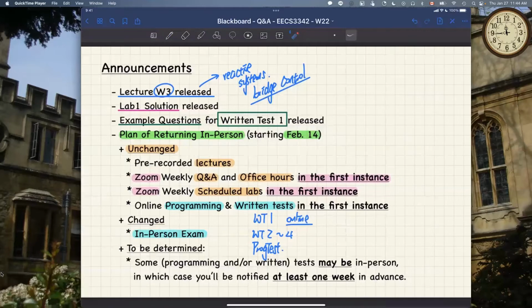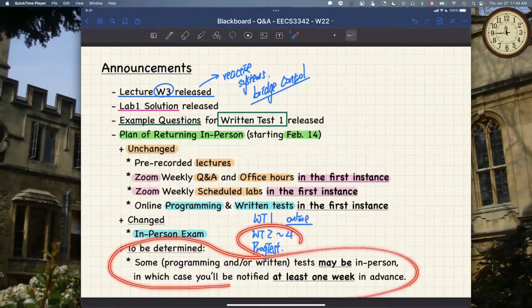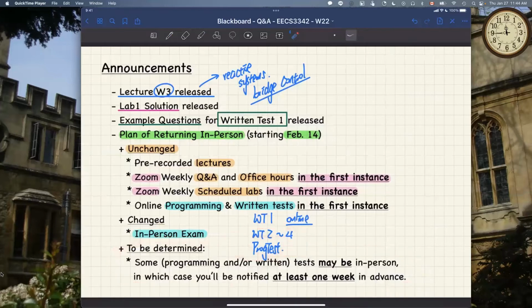All right, so that's about the tentative plan, right? So the only thing that will remain flexible is your written tests 2 to 4 and also the programming test. In principle, they will be online, but I may change some of them to be in person, but I'll definitely let you know at least 1 week in advance. That'll be the message I would like to talk to you about today. Any questions related to this plan? Anybody?